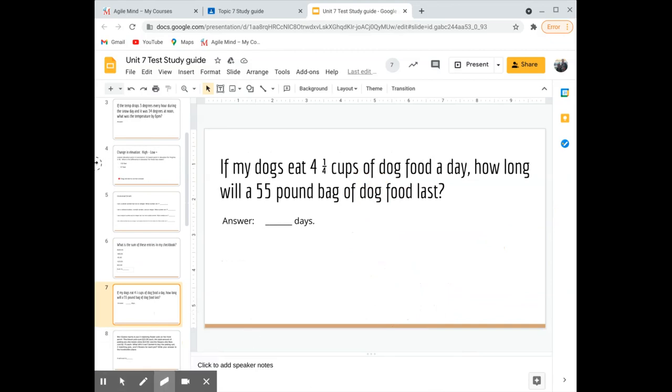Read this for us, please. Let's go with Miss Laney. Laney, read this for us. If my dogs eat 4 1/4 cups of dog food a day, how long will a 55-pound bag of dog food last? All right, so how would you find this answer? What would you have to do? 55 divided by 4 1/4. Correct.